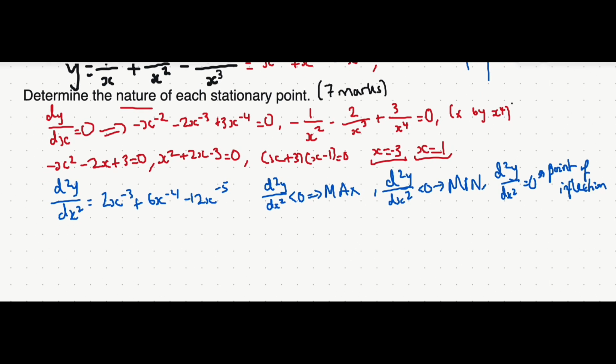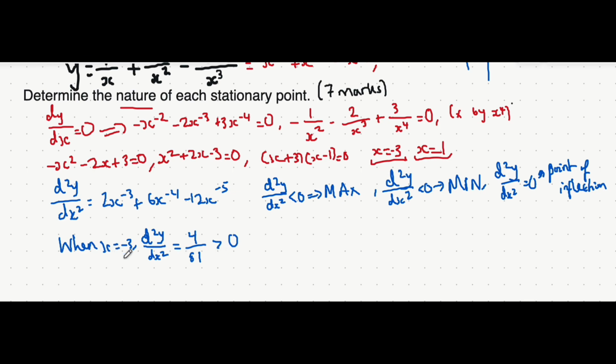I'm guessing in this question it won't really come up, but let's have a look. So when x is equal to minus 3, so that's one of the stationary points, we're going to put x equals minus 3 into d squared y over dx squared. Honestly, it's best to just put it into the calculator. So I'm just going to very quickly do that. 2 multiplied by minus 3 all to the power of minus 3, plus 6 times minus 3 all to the power of minus 4, and then minus 12 times minus 3 to the power of minus 5. That gives you 4 over 81. We're not really interested in the value. What we're interested in is the fact that it's greater than 0.